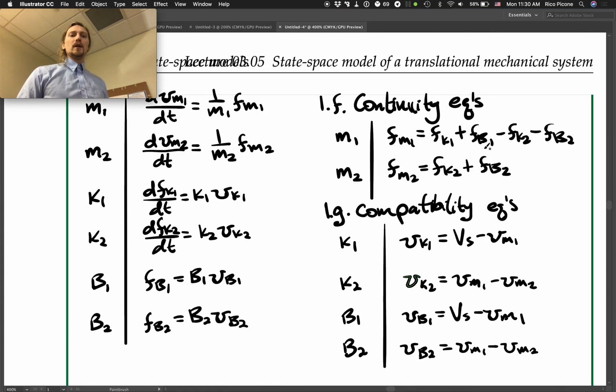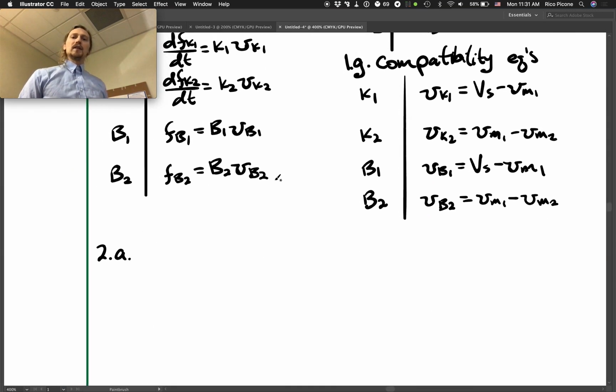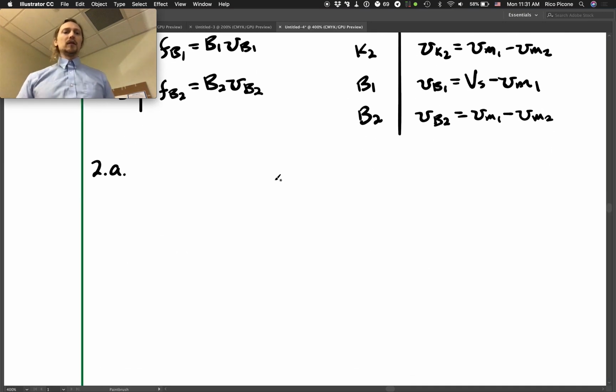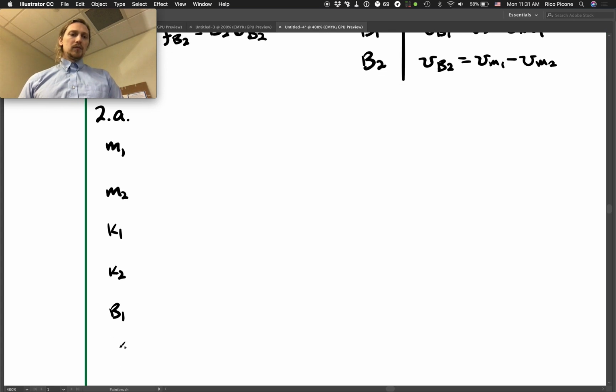So we'll use those in their form, and we'll rewrite this table, but this time we're going to substitute in these continuity and compatibility equations. So we've got our M1, our M2, our K1, K2, B1, and B2.